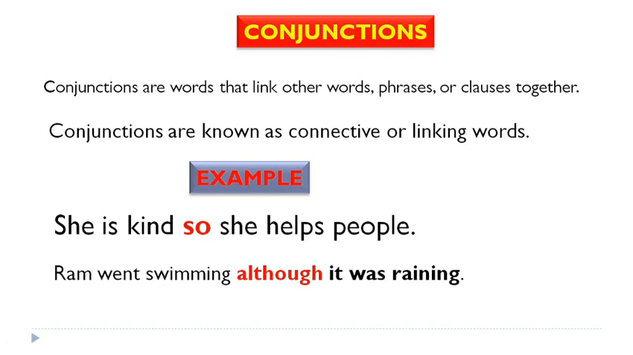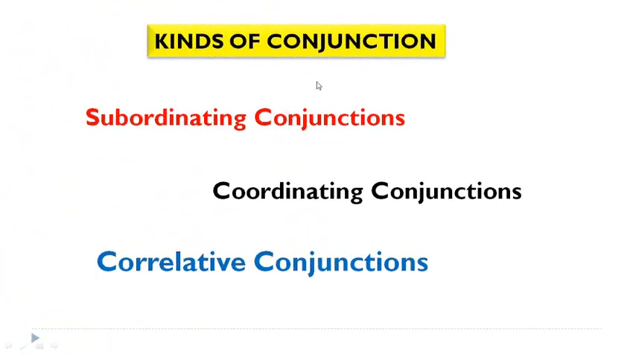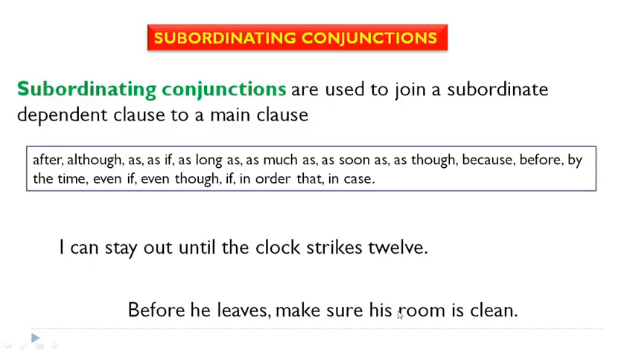Examples of conjunction. Kinds of conjunction: subordinating conjunctions, coordinating conjunctions, correlative conjunctions. Subordinating conjunctions. Subordinating conjunctions are used to join a subordinate, dependent clause to a main clause.